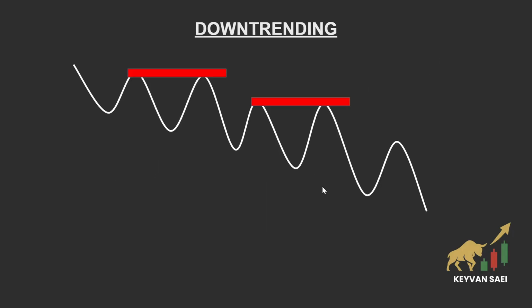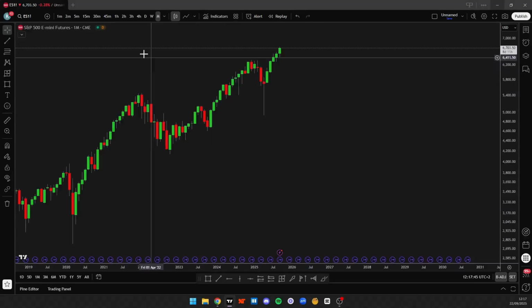And the same goes for a downtrend. You can see lower lows and lower highs being made, and there will be retracements for you to get sell opportunities in this downtrending market. Okay, so let's head to the chart and show you some examples. So let's start off with a balanced range.